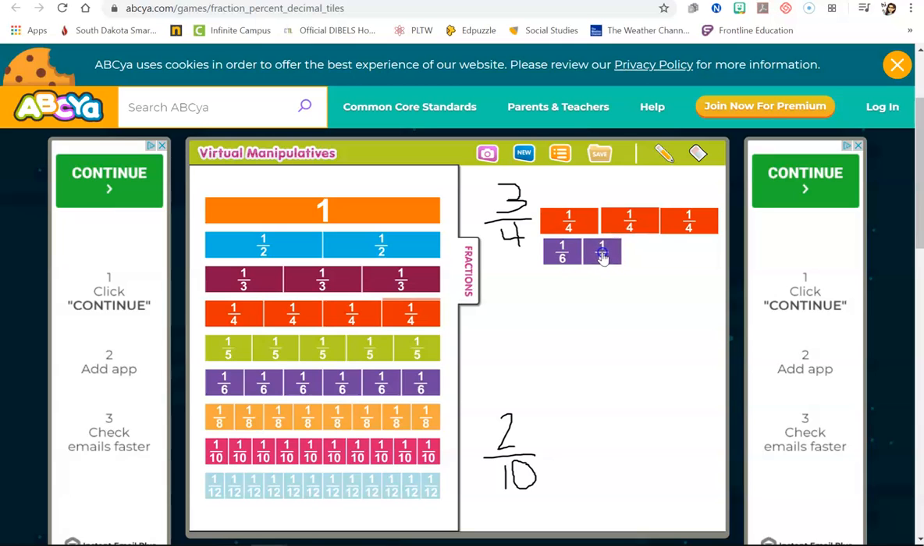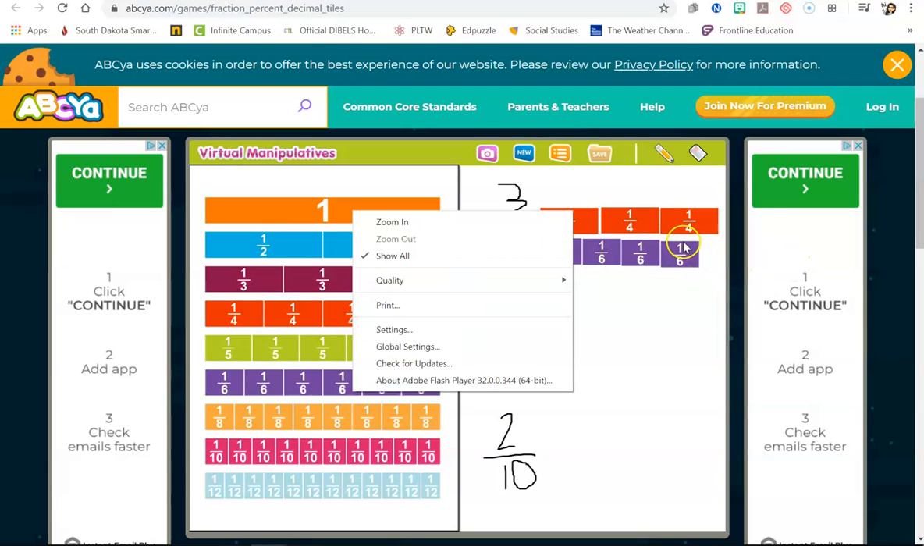1/6, 2/6, 3/6, 4/6. And I don't even have to try another one because I already know if I put another one up here, it's going to be too long. So 6ths are not going to work.